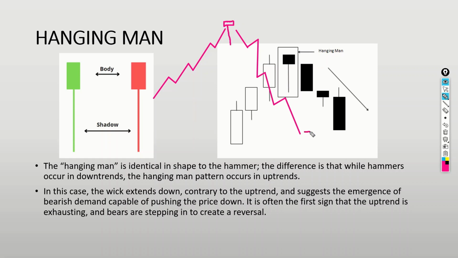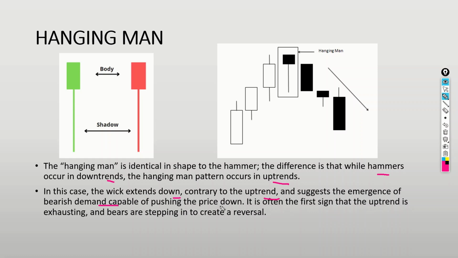At the base of the downtrend, we get what we call a hammer. So in a downtrend, we get a hammer, while in an uptrend we get what we call a hanging man. So the hanging man is identical in shape to the hammer. In this case, the wick extends down, contrary to the uptrend, and suggests the emergence of bearish demand capable of pushing the price down.